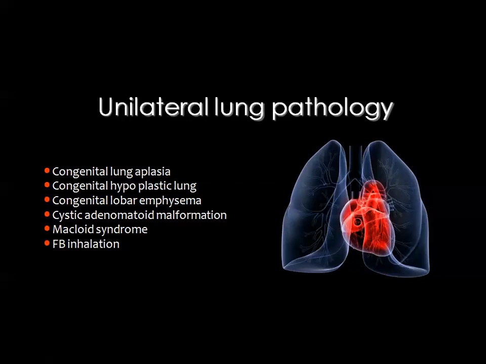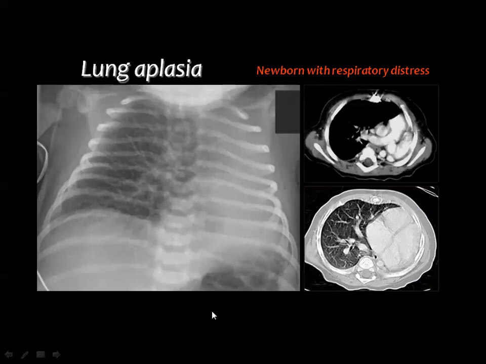And under this category, we are going to discuss the issues of congenital lung aplasia and congenital hypoplasia of the lung, congenital lobar emphysema, cystic adenomatoid malformation of the lung, Macleod syndrome, and finally we'll have some words about foreign body inhalation, which was discussed in details during the previous three parts.